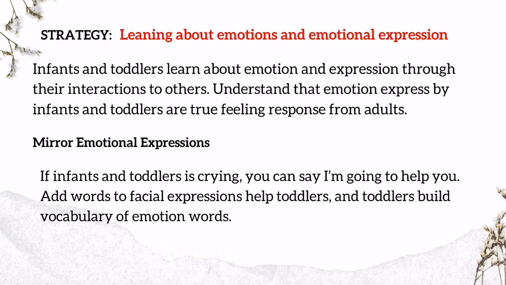The other strategy is learning about emotions and emotional expressions. Infants and toddlers learn about emotion and expression through their actions toward others. Understand that the emotions expressed by infants and toddlers are true feelings, seeking a response from the adults. Mirror emotional expressions. If an infant or toddler is crying, you can say, "I'm going to help you." Adding words to the expression helps toddlers build a vocabulary of emotion words.